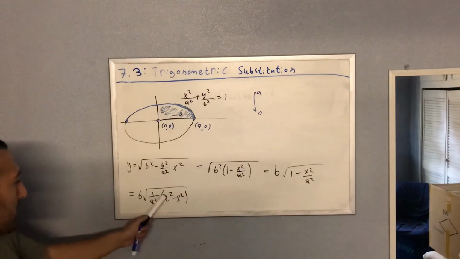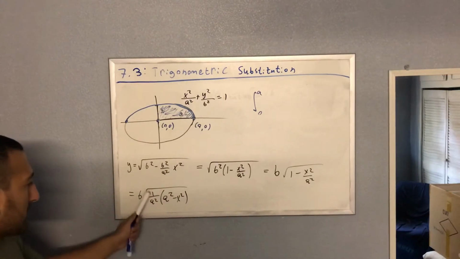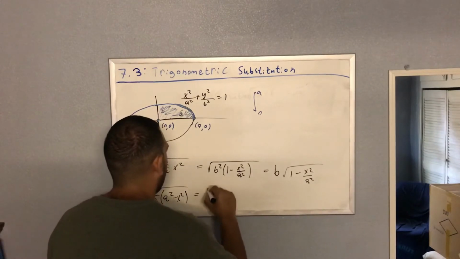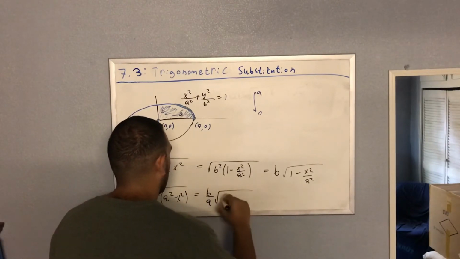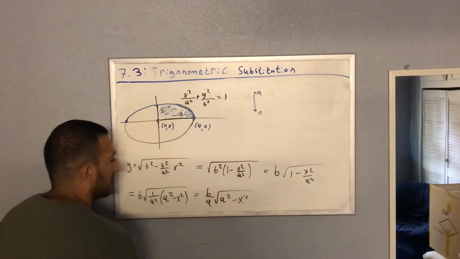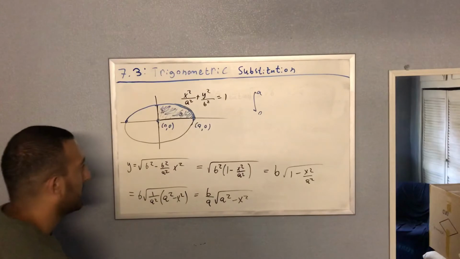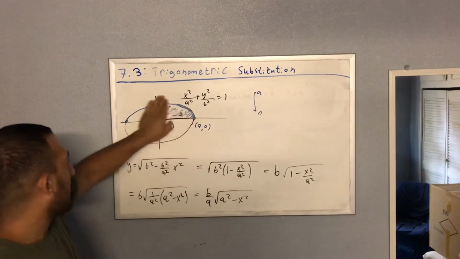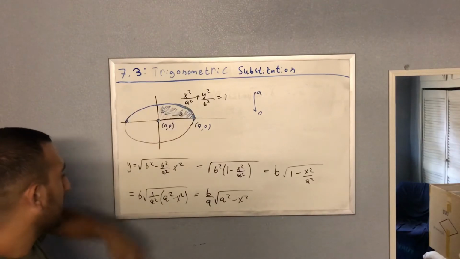And then again, you could split this square root, and when you take the square root of 1 over a squared, it's just 1 over a. So this gives us b over a root a squared minus x squared. And this is what we like to see. This is a little nicer. Okay, so that is going to be the expression for the top branch of the ellipse.